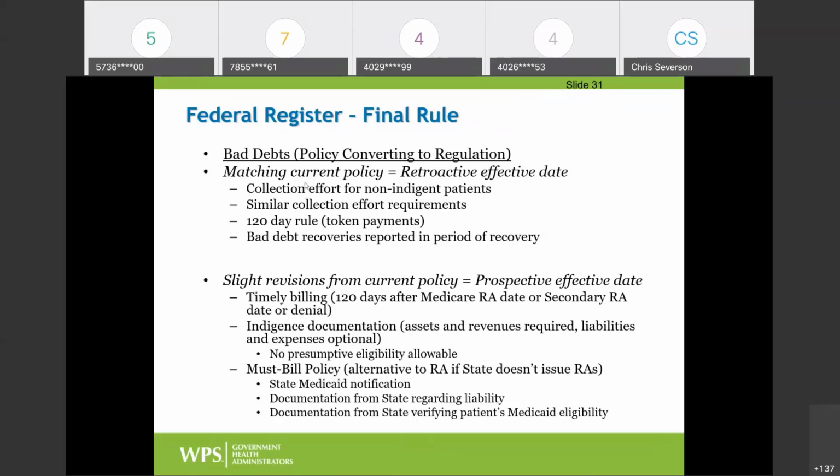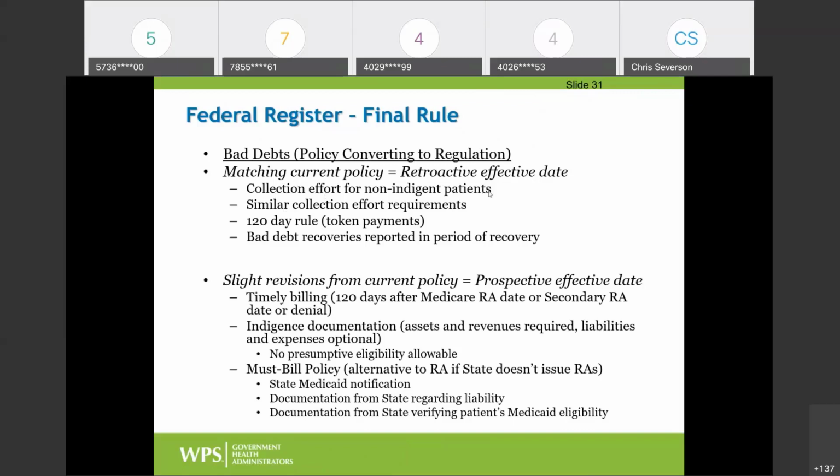But I just wanted to go through here and separate these or categorize these because some of them have retroactive effective dates. If CMS believes it's really the same policy they've had all along, they're just codifying it now. But other ones had slight revisions, and therefore the revision is going to be prospectively effective 10/1 and forward, whereas the old policy itself would be effective back for the older years. So the 4 items that were included that they matched current policy were the collection effort for non-indigent patients.